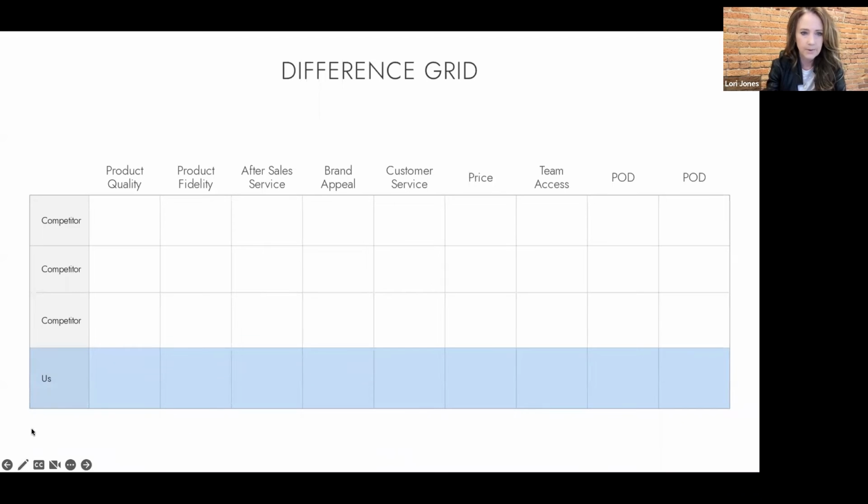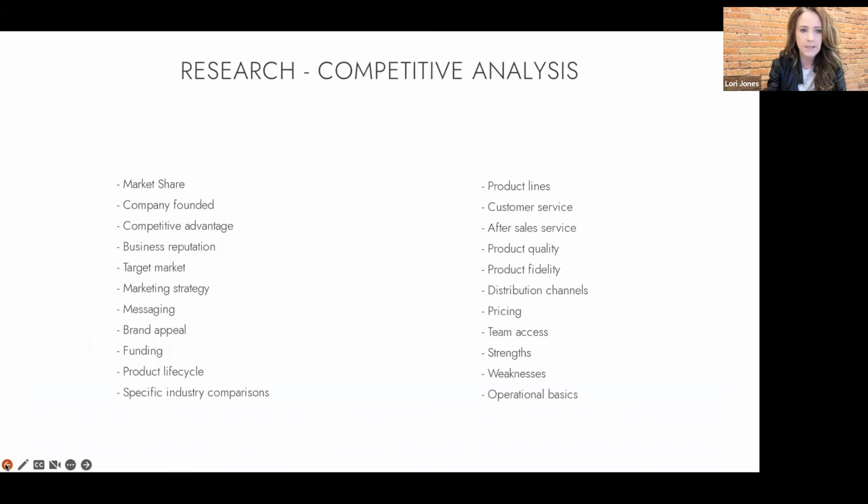Let's see, I've got too many things open and I cannot get back there. Maybe I will. Back to this list here.